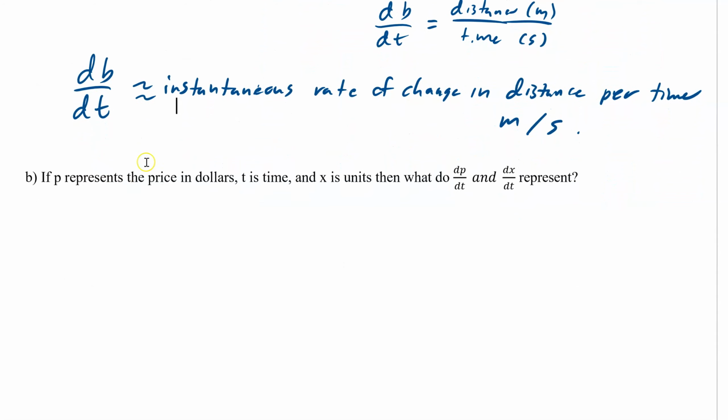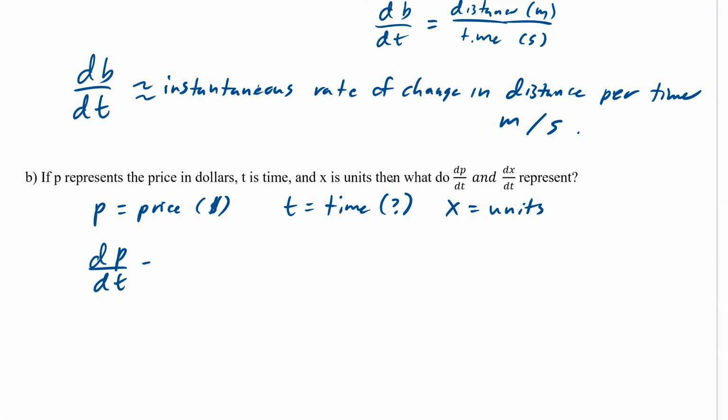How about this one? So p represents the price in dollars, t is time, x is units. So p is our price, and it's in dollars. T is our time, and it's in, we don't know. It's not given. And so x is our units. And units are units. It's like one object, one thing being made, purchased, sold, one item. All right, so dp dt then would be our price per time, and that's dollars per we don't know.